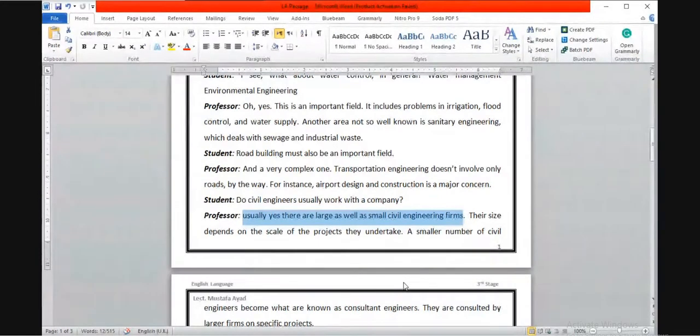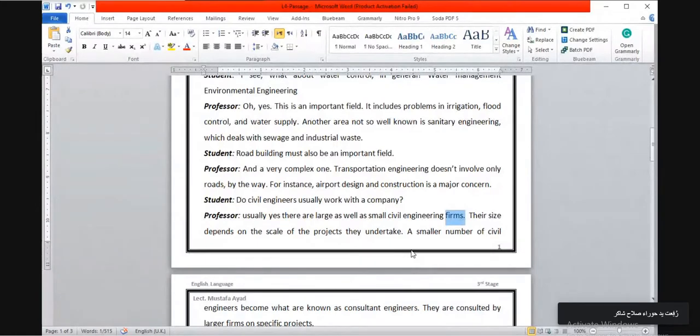Of course. And Mustafa, firms, why do you think the professor is saying firms? Why not company? Or is it the same? It's okay. If you don't know it, it's okay. Tell me. I can explain or ask someone. Your reading is good. So, do you know what a firm is, Mustafa?